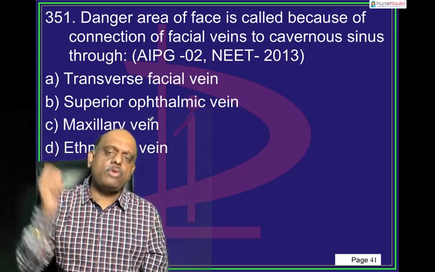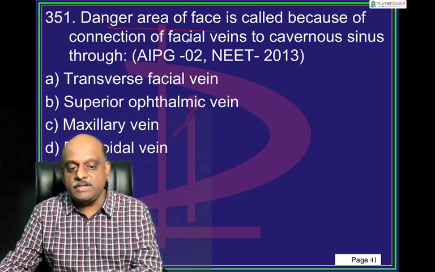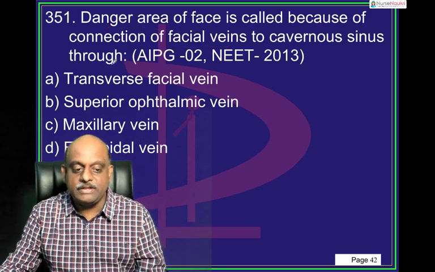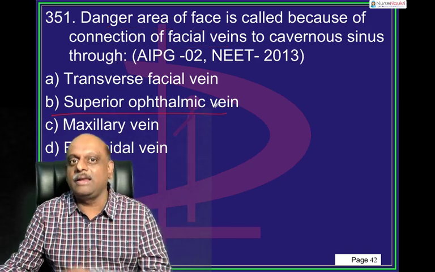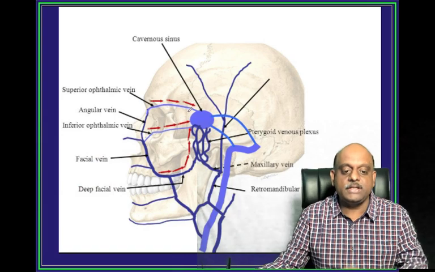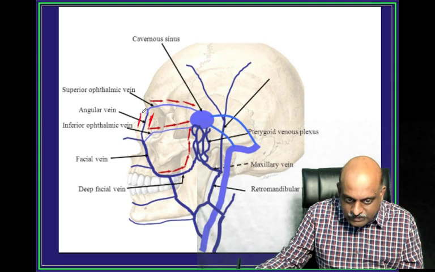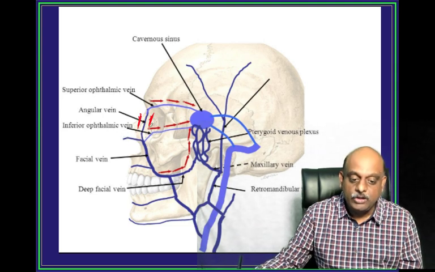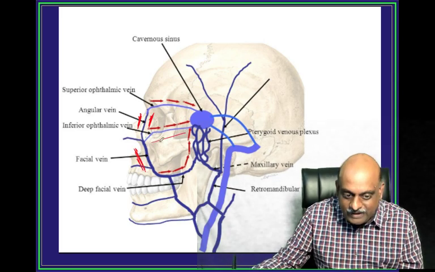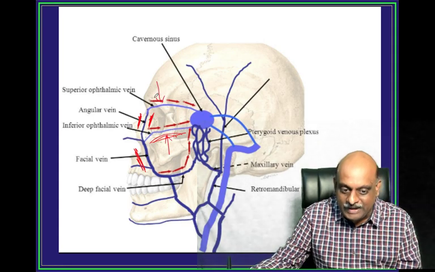Let's talk about the most important topic, the cavernous sinus. The danger area of the face is called danger because of the connection between the facial veins and the cavernous sinus. How are they connected with each other? The superior ophthalmic vein is the one which is connecting them. So this is a very important illustration that you need to master, doctor. This is called the angular vein. This is the facial vein, this is the inferior ophthalmic vein, and this is the superior ophthalmic vein.